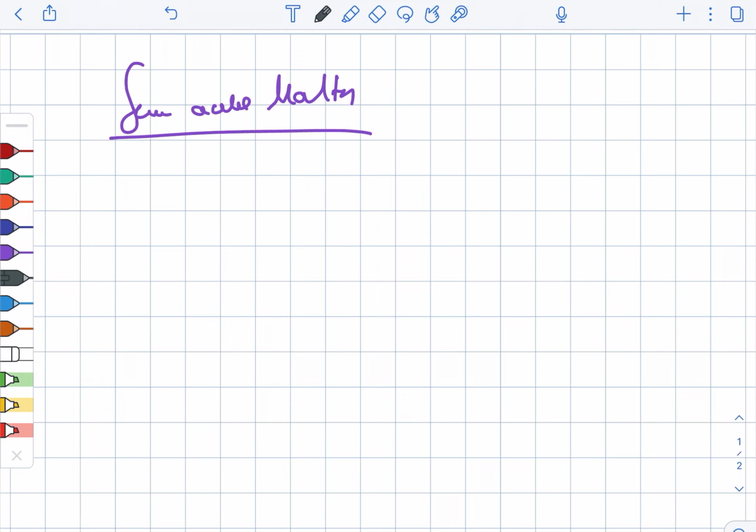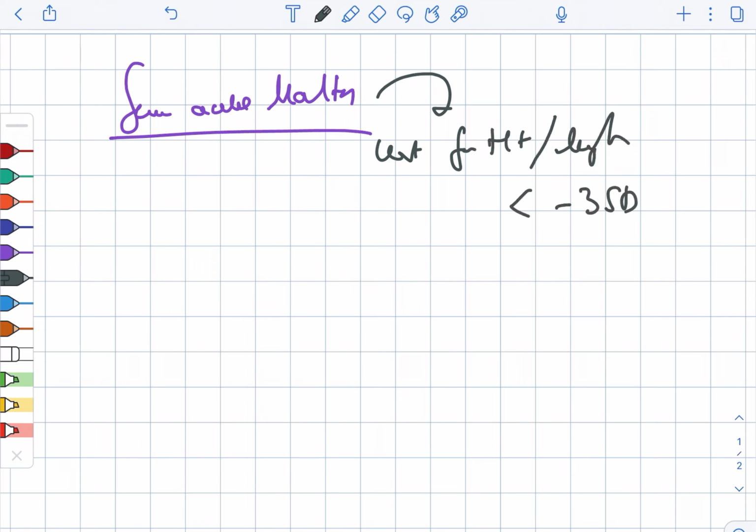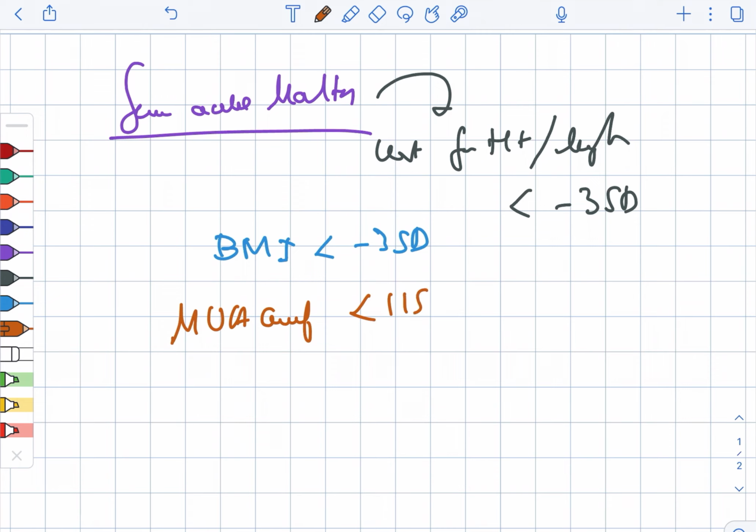so in this case the weight for height to length is less than -3 standard deviation, and the BMI for age is less than -3 standard deviation. Next, the mid upper arm circumference is less than 115 mm, and there is also presence of bilateral pitting edema.